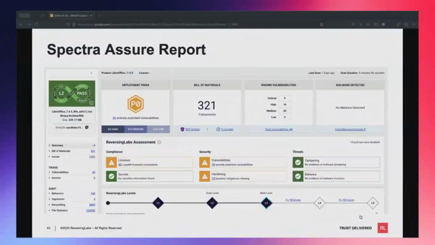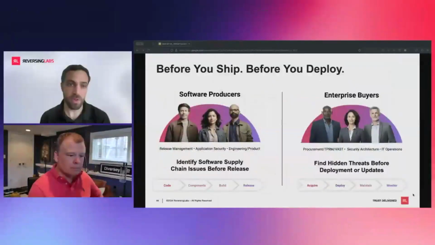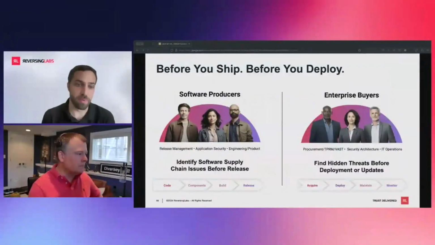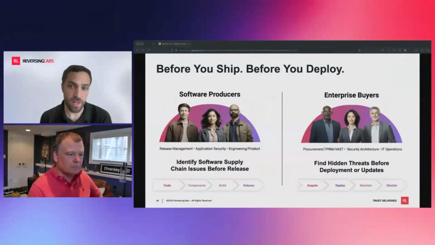Next slide, please. So whether you're a software producer trying to identify software supply chain issues before you release, or you're an enterprise buyer trying to find hidden threats before you deploy or update, ReversingLabs wants to be your check before you ship, before you deploy, to give you comfort in the software that you're using, to be sure that it's not going to lead to a devastating supply chain attack. With that, I think that is my last slide.